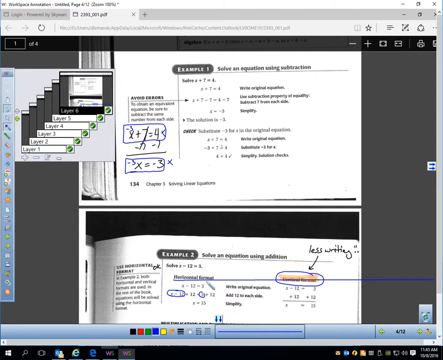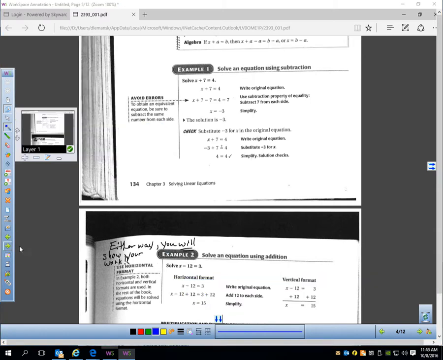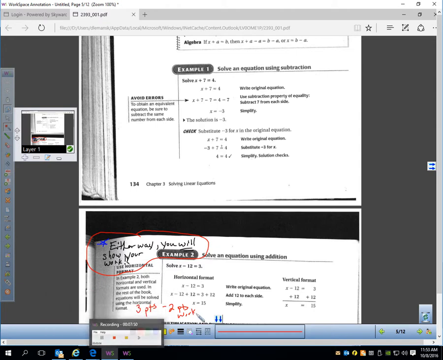If you do the horizontal format, I won't mark it wrong, but here's one thing that we have to know. Either way, you will show your work if you want full credit. If all you do is write the answer, I typically make these problems worth 3 points, and here's how I grade it. It's 2 points for the work and 1 point for the answer, okay?